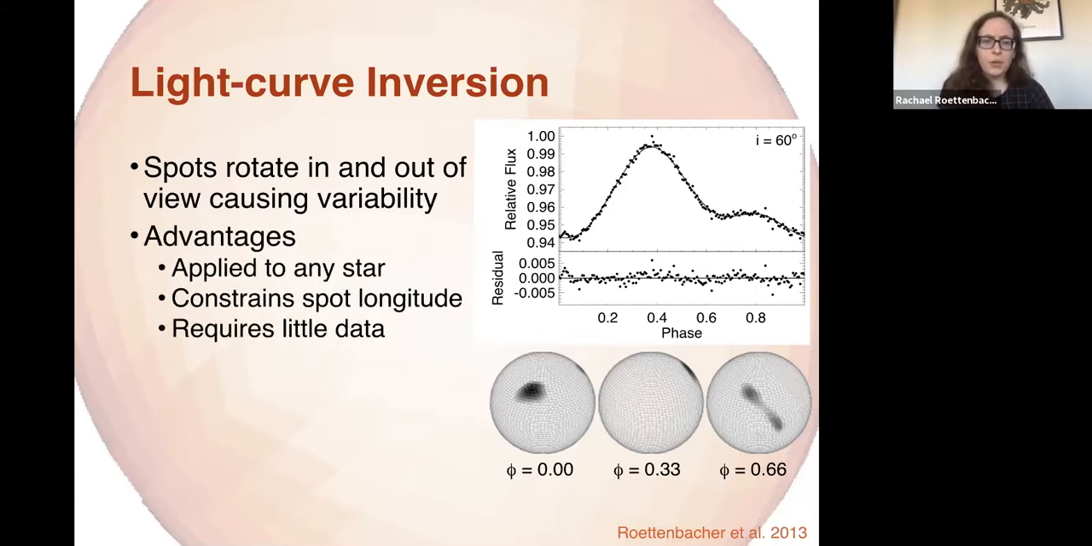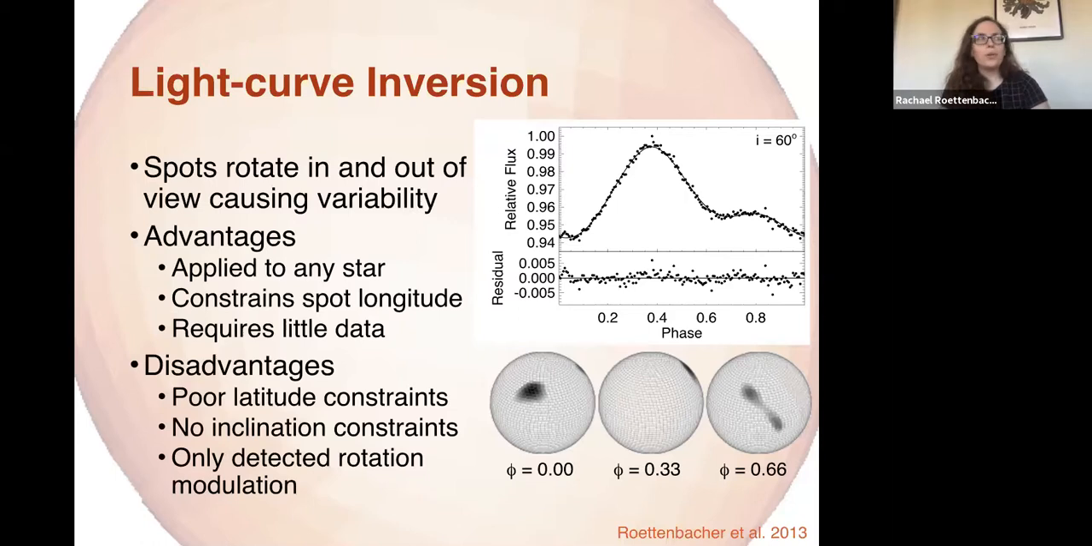And so the great thing about this is that we can do this with any star. If it shows a rotational modulation, we can invert it and get an idea of what the surface looks like. It's great because we can constrain what the spot longitude is, and it doesn't require too much data. Though this is Kepler data that I show here, we can also do this with ground-based observations without a problem. And it doesn't require this good of phase coverage either. So it's a really versatile technique in that regard.